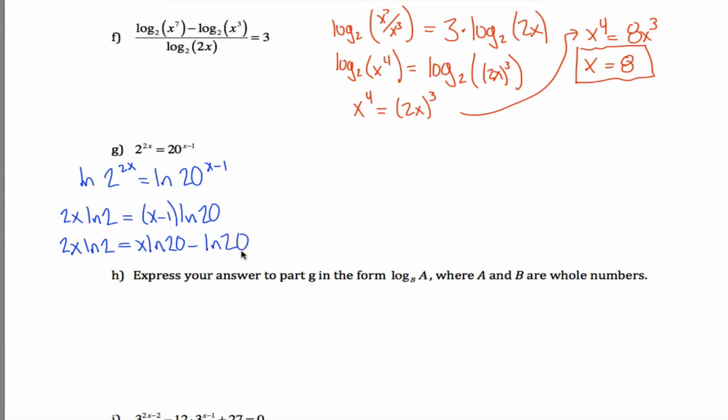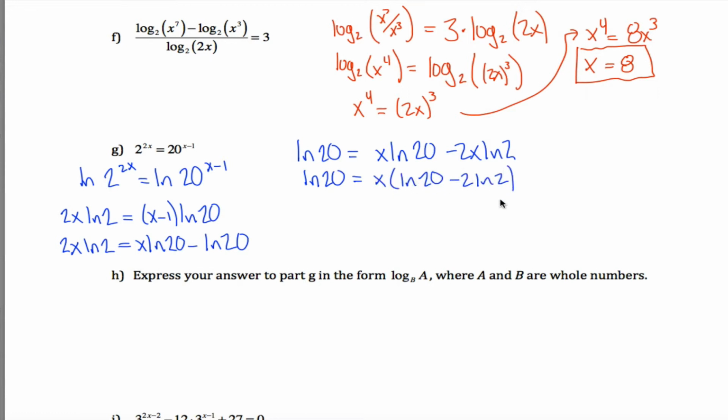And now I can get all my terms with x's in them on one side of the equation. Maybe I'll move the natural log of 20 over to the left side, and I'll subtract this over to the right side to get x natural log of 20 minus 2x natural log of 2. And so finally I can factor, I guess not quite finally, almost finally, I can factor out an x from each of those terms. I got the natural log of 20 minus 2 natural log of 2. So x is equal to the natural log of 20 divided by the natural log of 20 minus 2 times the natural log of 2. Perfectly good answer right here.